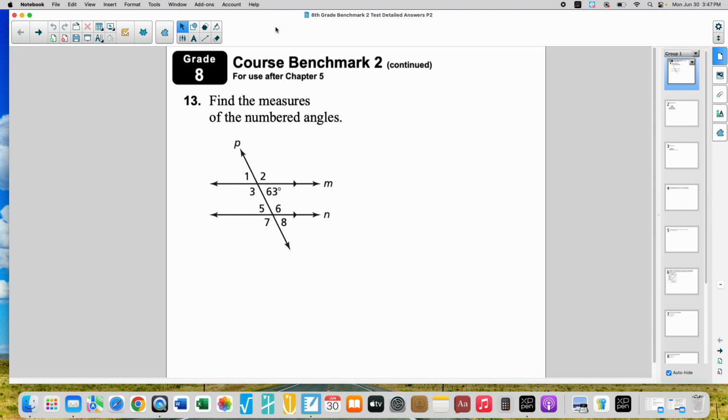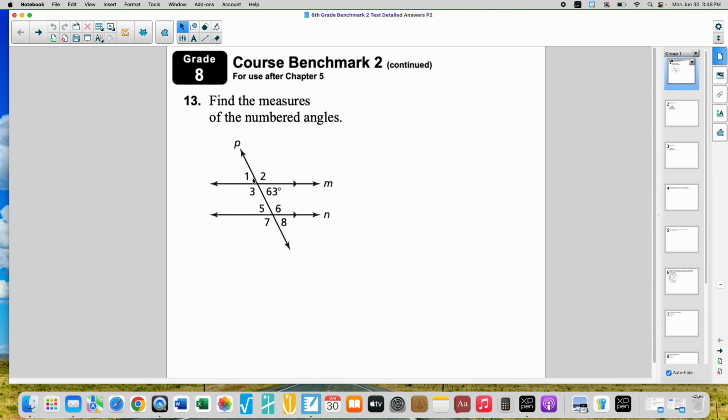It says find the measures of the numbered angles. This actually reminds us of grade 7 coursework, where we have corresponding sides. We have two parallel lines, and a line intersecting them called the transversal, and it creates two sets of four pair angles, shall we say.